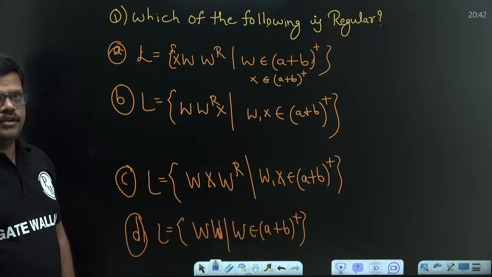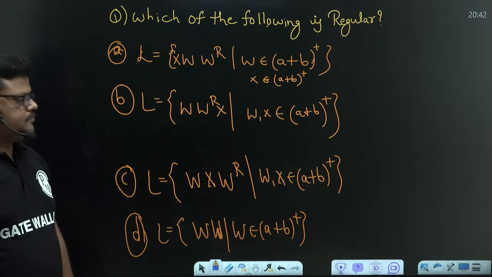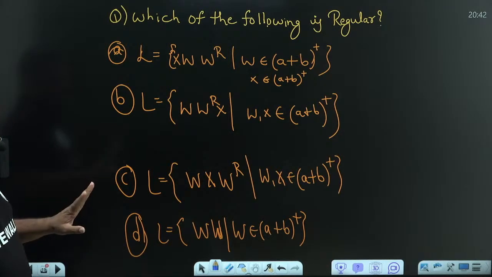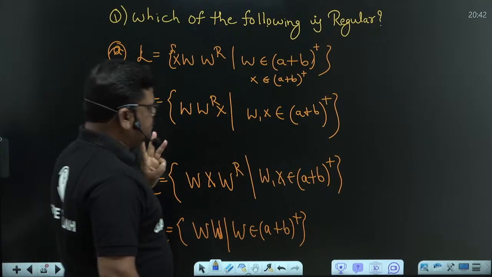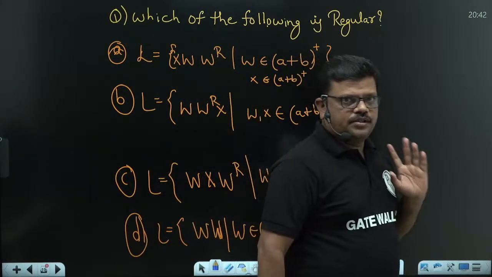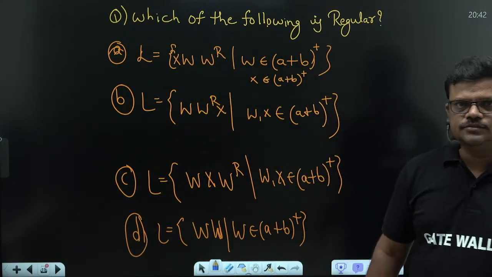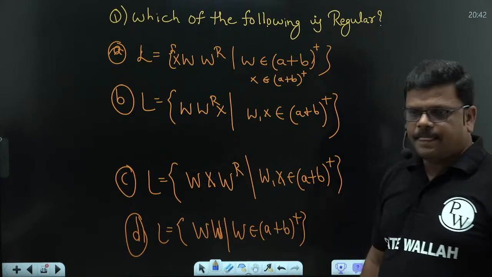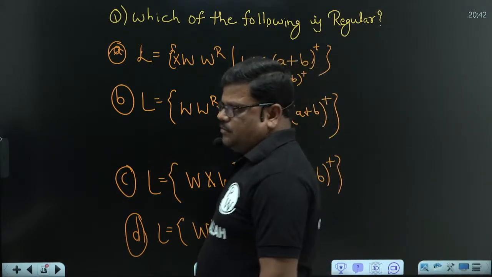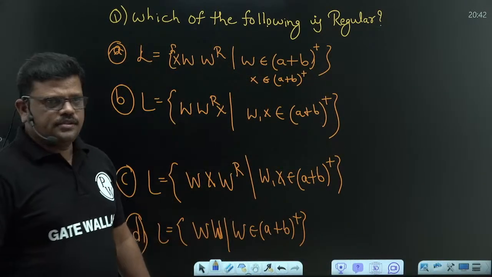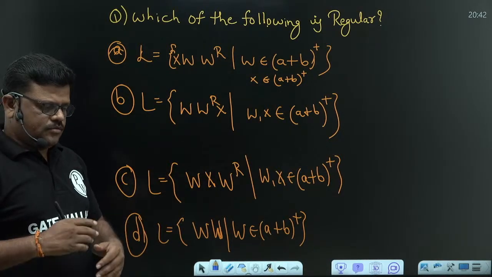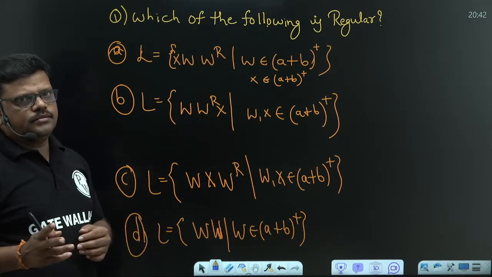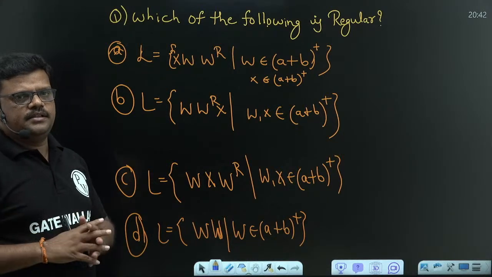So which of the following is regular? There is definitely one regular language in this. The remaining are non-regular. Three non-regular things are there, one regular thing is there. Which one is that? We need to find out. So these are some of the tricky questions. These kinds of things they generally ask in papers. So you try on your own. If you are not getting it, I'll explain this in the next class.